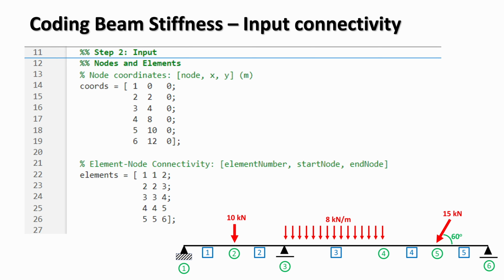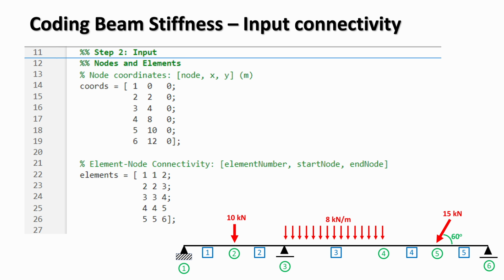Below that, we define the element connectivity. Each row specifies which two nodes are connected by an element. For example, element 1 connects node 1 to node 2, element 2 connects node 2 to node 3, and so on along the beam. This tells the code exactly how the structure is assembled and how the elements are linked together. Getting this step right is essential because everything that follows, the geometry, the stiffness matrices, and internal forces, depends on this information.